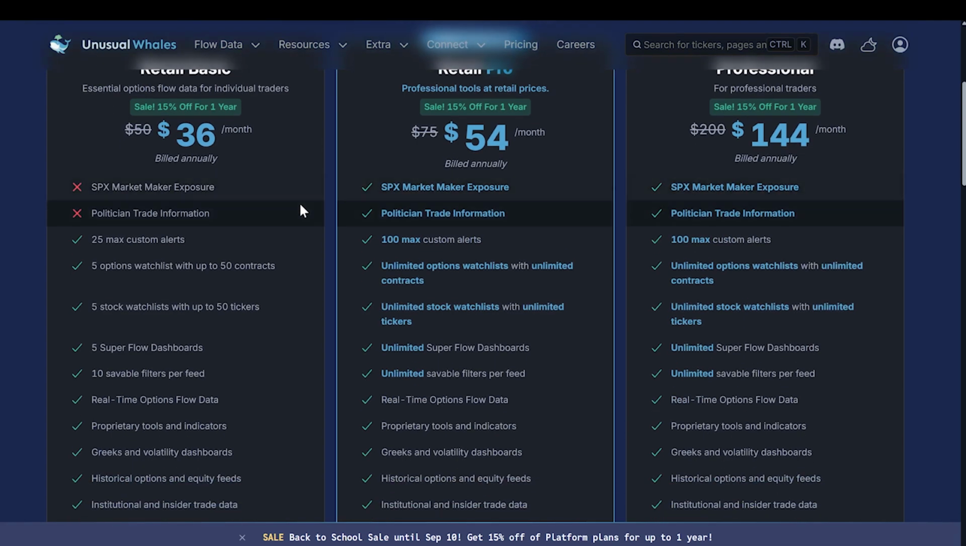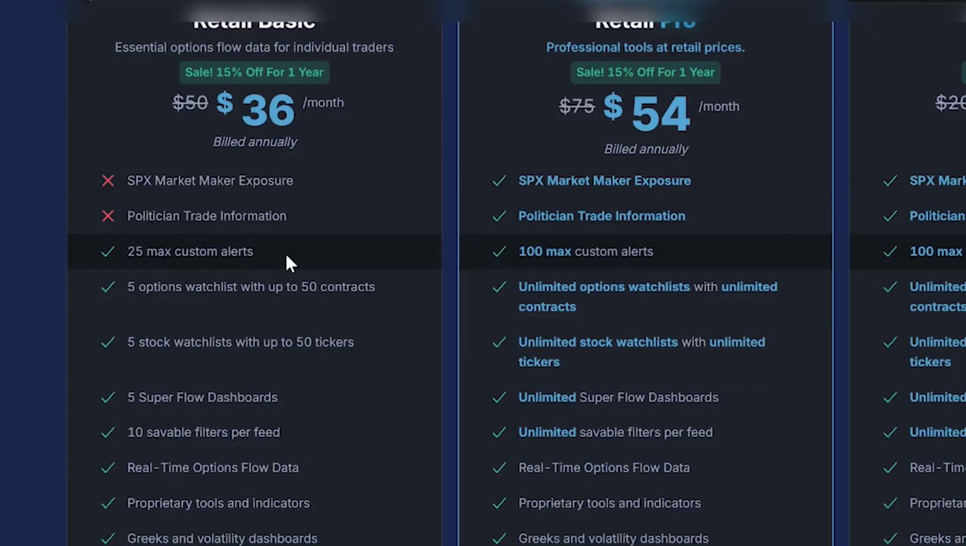You get all the features I showed you within Unusual Whales, and in fact, the only missing feature is this SPX Market Maker exposure tool, which Unusual Whales calls Periscope. This is a really neat feature, but it's also very niche, and most traders are not going to need it. You get up to 25 custom alerts, 5 options watch lists and 5 stocks watch lists, 5 custom dashboards, and 10 savable filters for every feed.